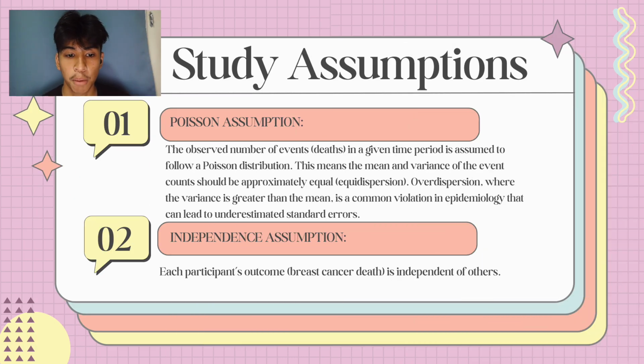Assumptions of the test. Poisson regression requires two key assumptions. The Poisson assumption states that the number of events should follow a Poisson distribution, meaning the mean and variance of a death count should be roughly equal. Next, the independence assumption requires that each participant's outcome be statistically independent of others.